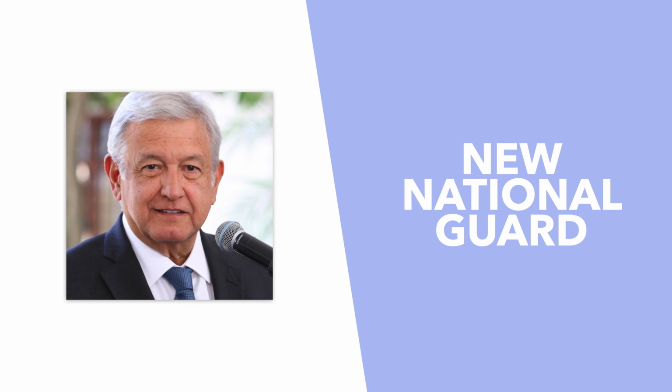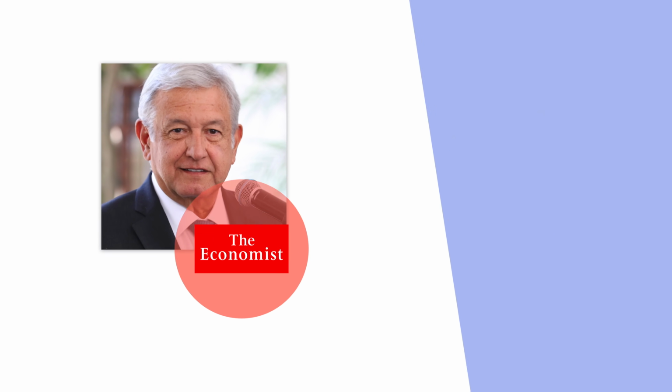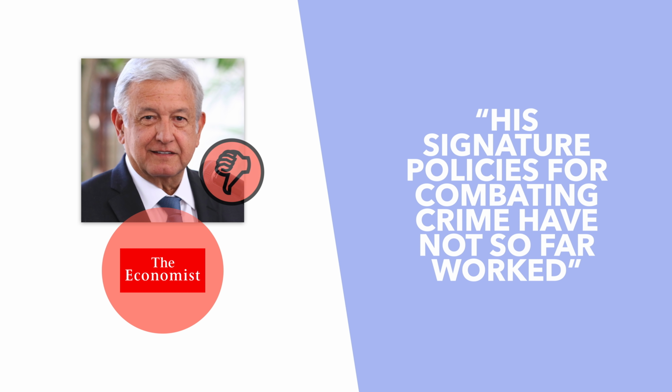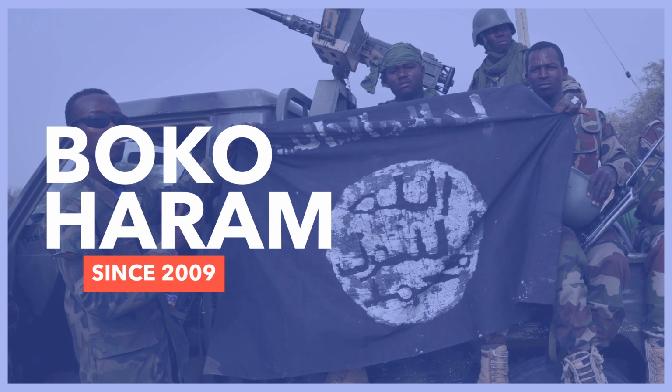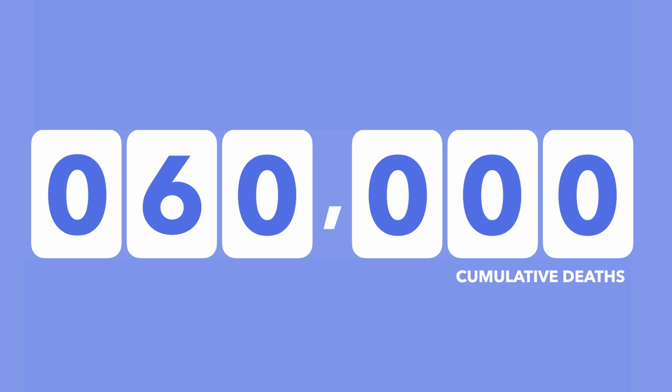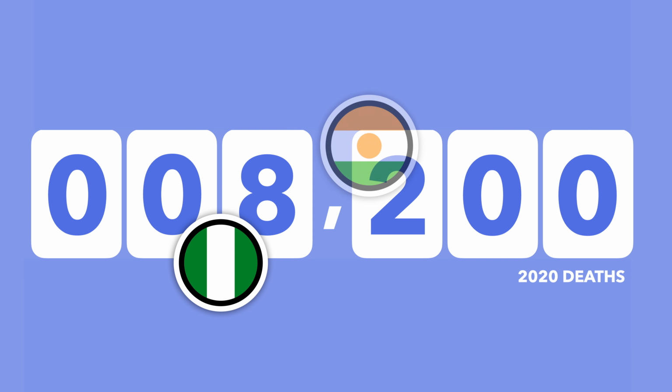Before getting elected in 2018, Mexico's current president promised a new approach to tackle the issue, pledging a new National Guard. 2 years later though, and his promises still haven't been delivered, and as The Economist bluntly stated, his signature policies for combating crime have not so far worked. This isn't the only drug war on the list though, with drug-related conflicts going on in the Philippines and Bangladesh too. The Boko Haram insurgency in Africa is another significant issue, seeing over 60,000 cumulative deaths, 8,200 of which happened in 2020, spanning across 4 different countries.